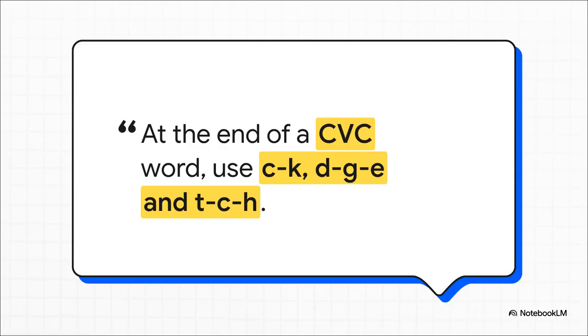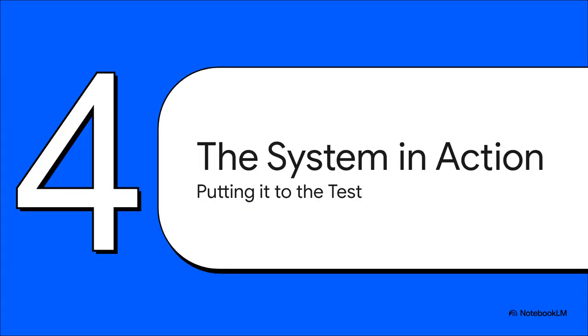So that's the rule, right there. That one little idea explains why we have a D in judge and a T in watch. It's not random at all. It all comes back to that fundamental CVC pattern we started with. All right, so we've got our keys to the code. We understand CVC blocks, we know how to spot compound words, and we've got the spelling cheat codes. Now for the really fun part. Let's put this system to the test.